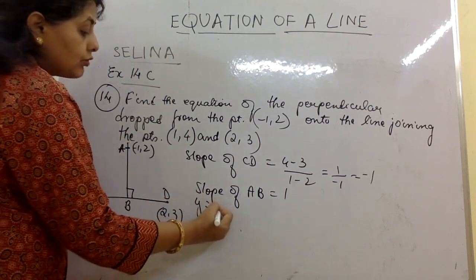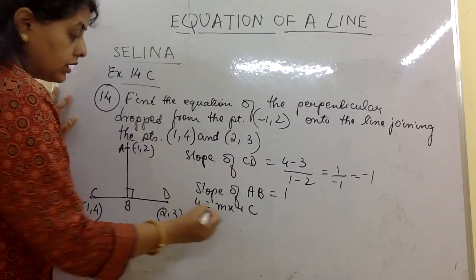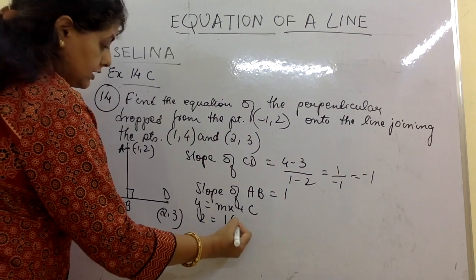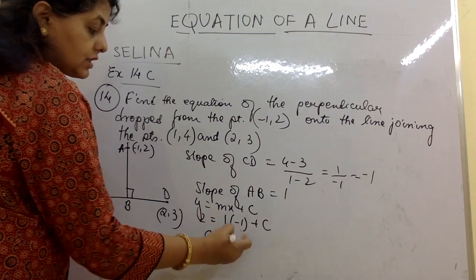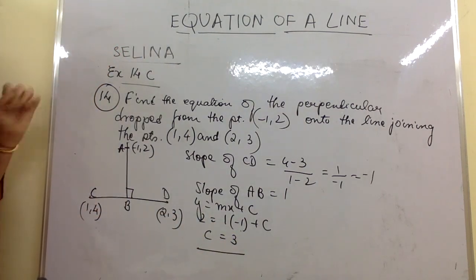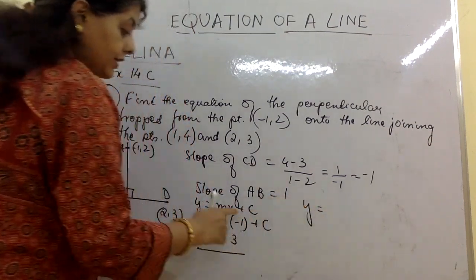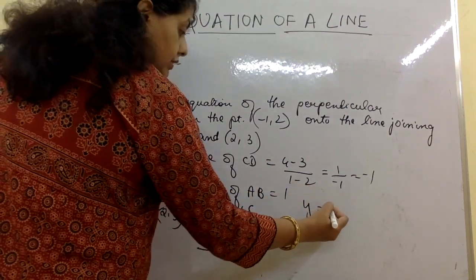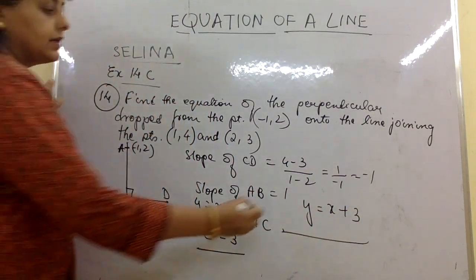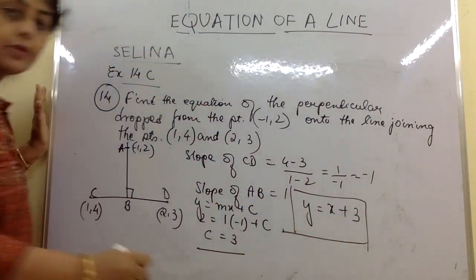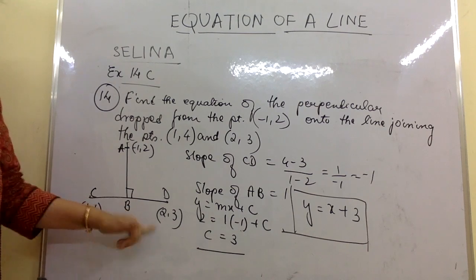So y is equal to mx plus c. Let me substitute 2 here, this 2. m is 1, into minus 1, plus c. c is equal to, this is minus 1, so c is equal to 3. So we got c as 3. Now back to the equation. y is equal to mx plus c. m is 1, so x plus 3. That is my equation of the perpendicular to the line joining these 2 points.